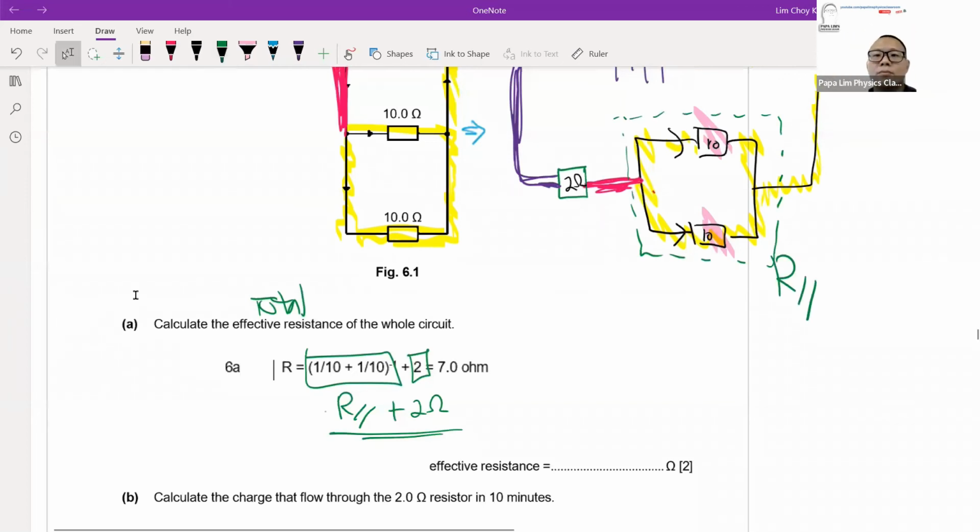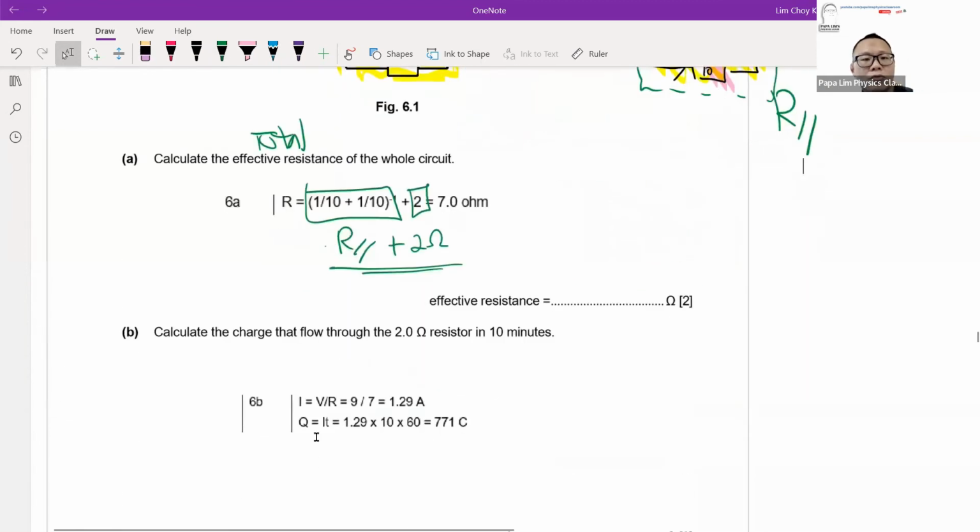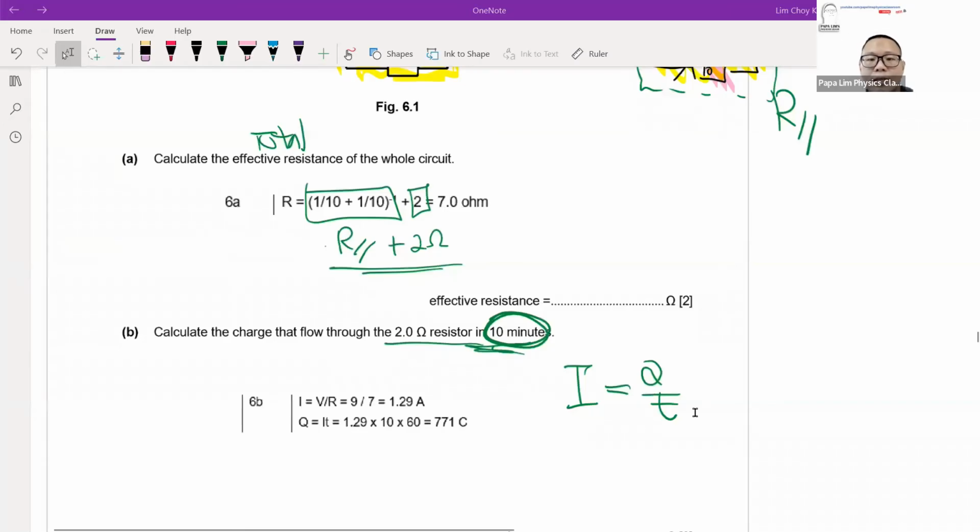Okay, so this is what the circuit looks like after you redraw it. Charges flow through the 2 ohm resistor in 10 minutes. Same thing. If I want to find charge, there's only one formula, Q over T. Take note, T has to be in seconds. So your 10 minutes has to change to seconds. 10 minutes times 60 will be 600 seconds.